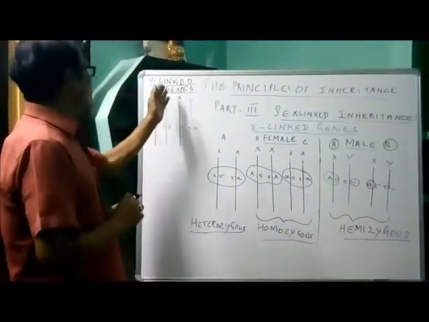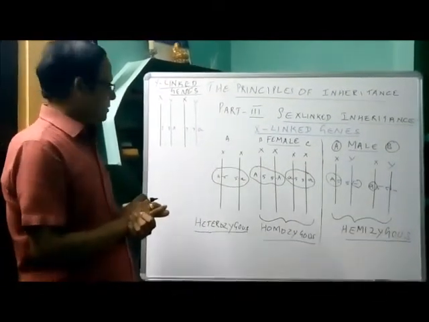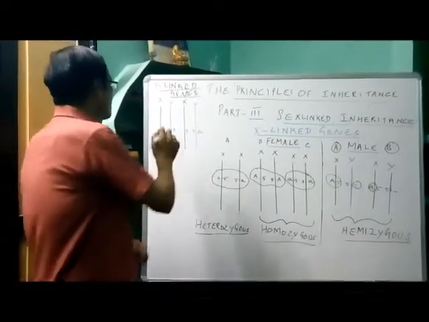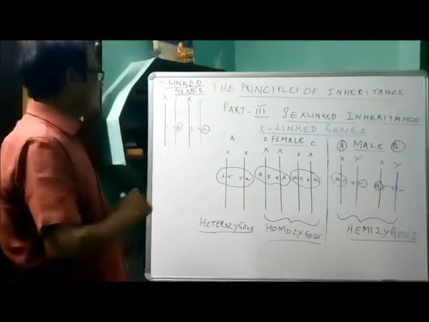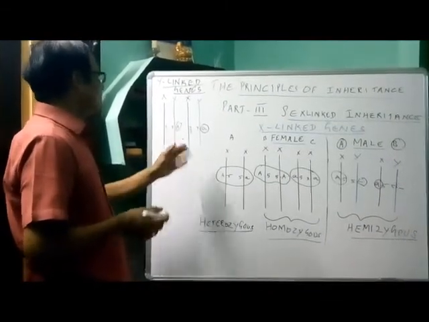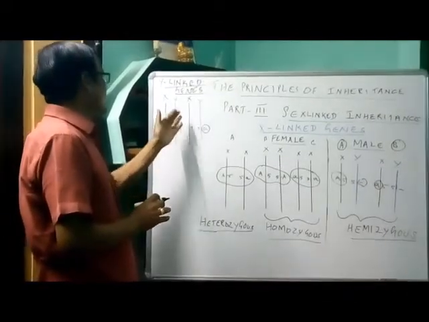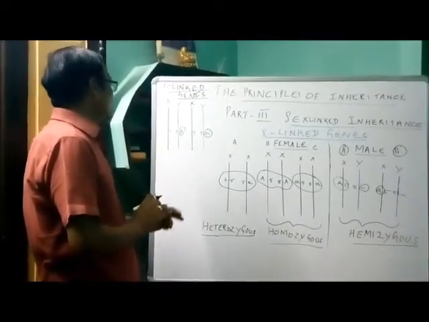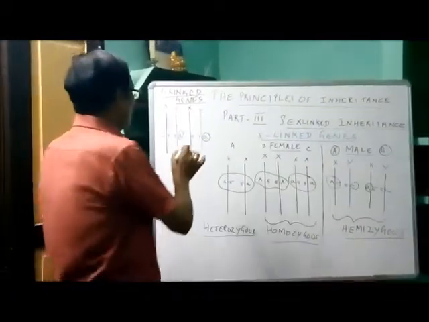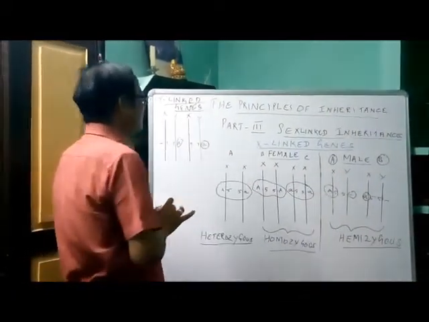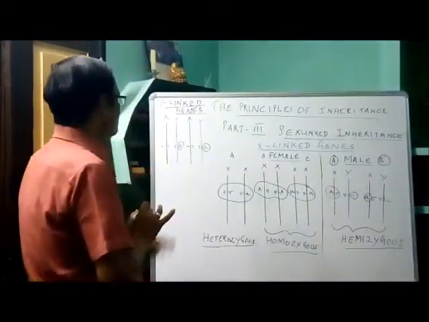Now coming back to the Y-linked genes. The Y-linked genes are present only in males because the genes are present only in the Y chromosome. As I already mentioned, the males are hemizygous. They have a Y-linked gene only in the Y chromosome. There is no corresponding allele in the X chromosome. Here suppose we have a Y-linked gene, it has no corresponding allele in the X chromosome.